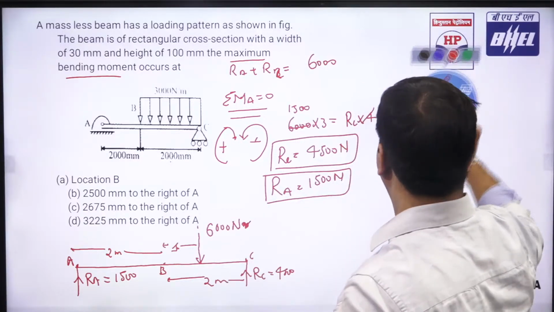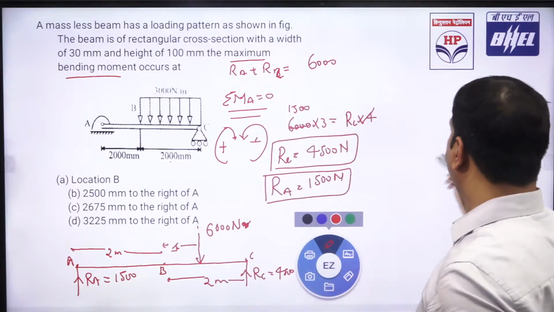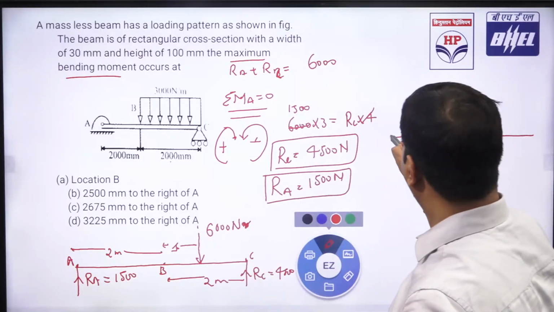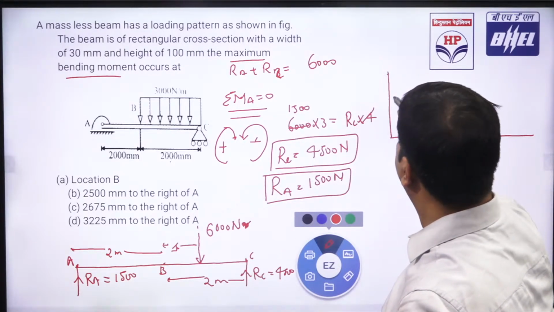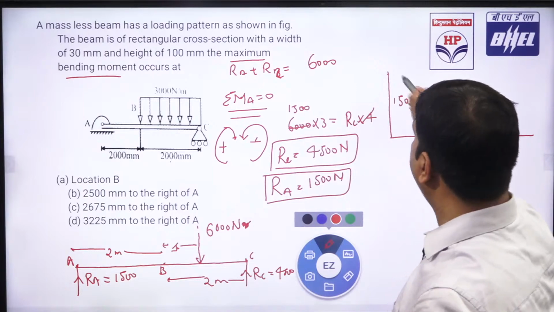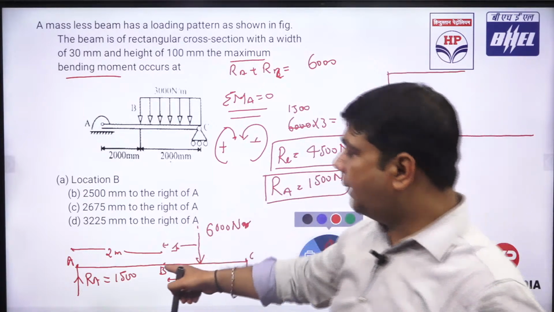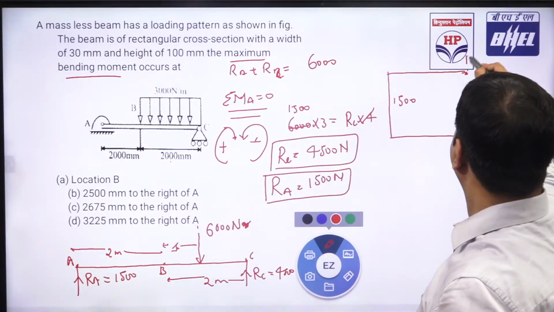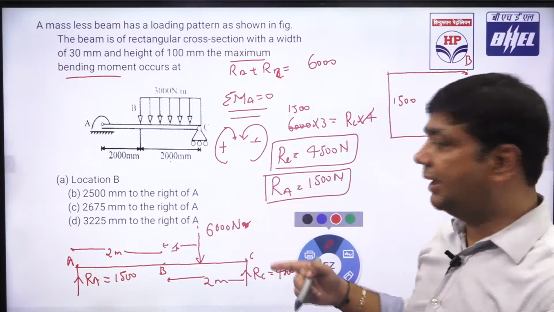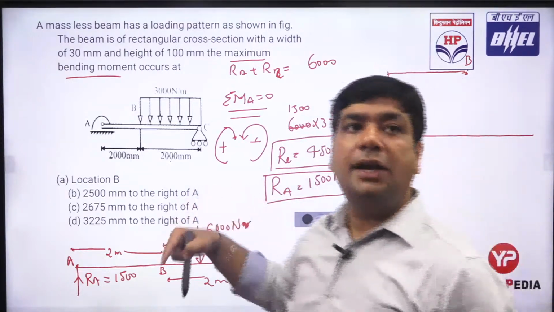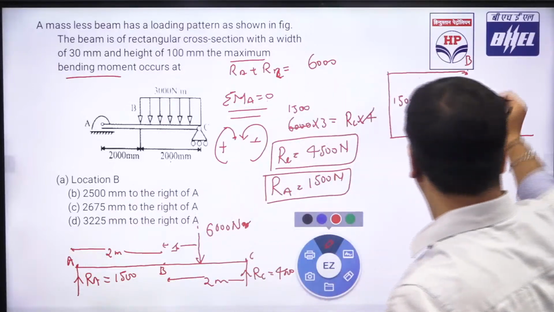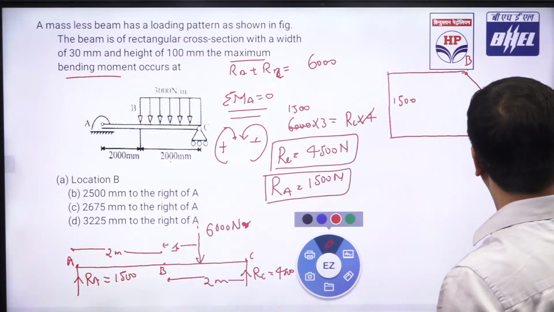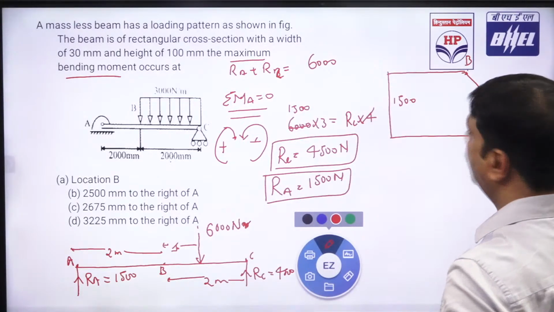So just draw the shear force diagram. If I draw the shear force diagram of the member, this RA is equal to 1500 force, like this. This is 1500, and it remains the same because no force is applied up to point B. After B there is a UDL, which has a direction opposite to the RA. So this moves like a straight line, and this straight line has 4500.